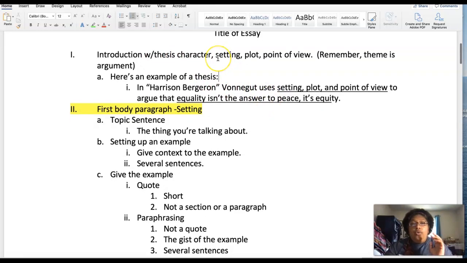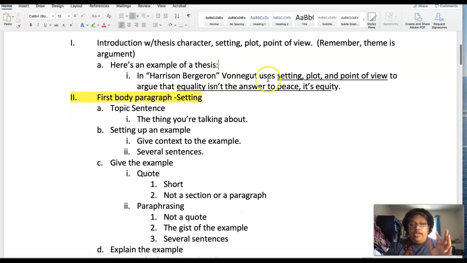A sample thesis here is that we're looking at the setting, the plot, and the point of view in a particular story. If you want to just take the structure of this thesis and literally plug and play, do so. So you're going to identify the piece that you're going to write about, and you're going to put it in quotation marks because that is the correct way of doing it, and you're going to make sure the title is capitalized correctly.